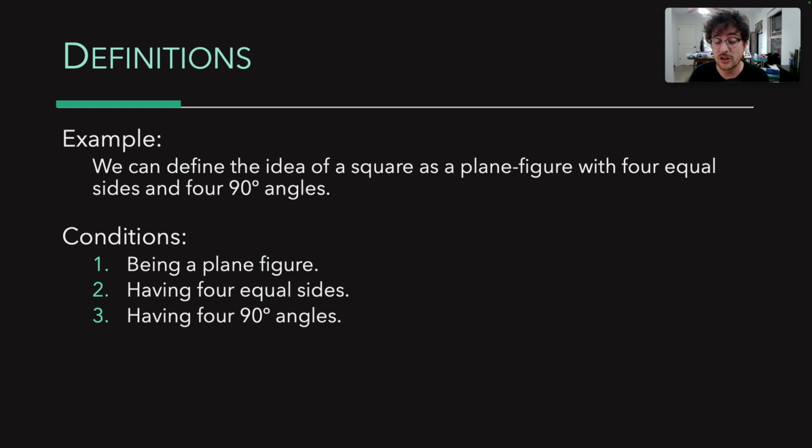Each of these things is necessary. So being a plane figure is necessary for being a square. Having 4 equal sides is necessary. Having 4 90-degree angles is necessary. Moreover, when we take all 3 of these together, so not by themselves, but when you take them together, they are enough. They are sufficient for something being a square. If something meets all 3 of these, that thereby guarantees that it is a square.